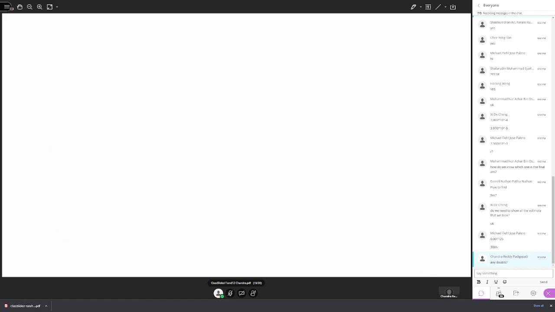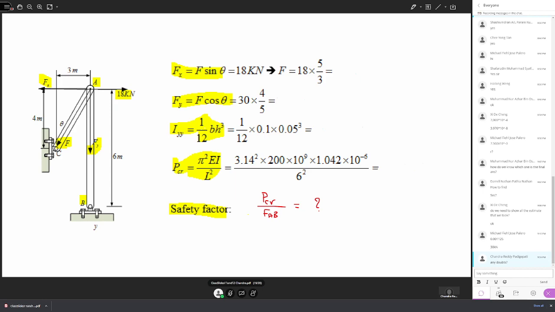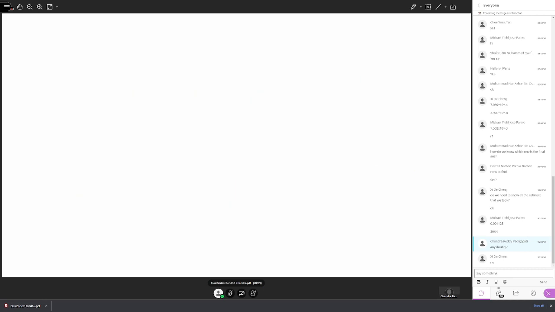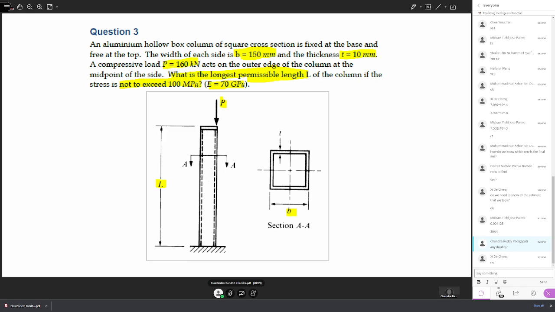So somebody must respond. All right, so this is actually all the working is shown here. So safety factor, you can just calculate from here. All right, so I clear this. We'll go to the next question.